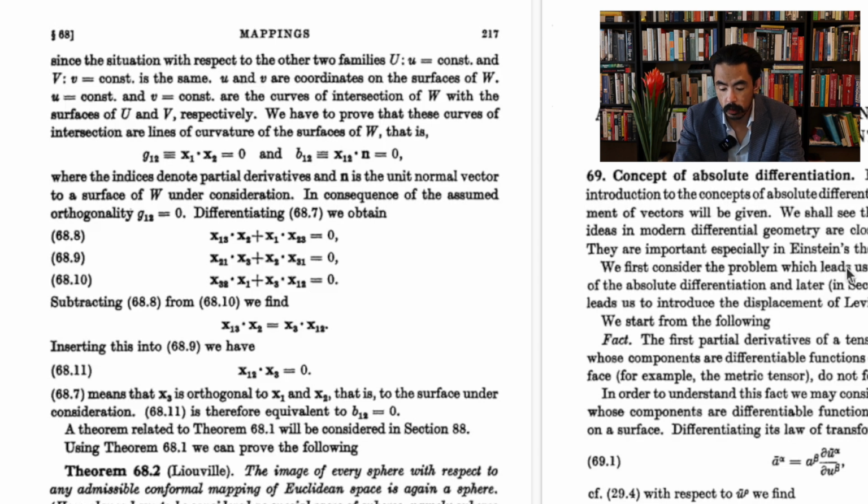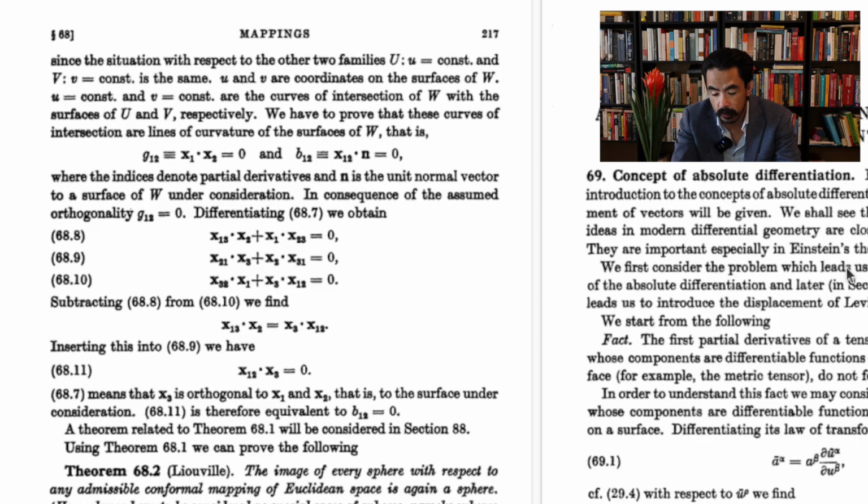In consequence of the assumed orthogonality, g sub 1, 2 is equal to 0. Differentiating the orthogonality conditions scalar product statement, we obtain the following system. We have that the scalar product of x sub 1, 3 with x2 plus the scalar product of x sub 1 with x sub 2, 3 is equal to 0. Then we have the scalar product of x sub 2, 1 with x sub 3 plus the scalar product of x sub 2 with x sub 3, 1 is equal to 0. And then we have the scalar product of x sub 3, 2 with x sub 1 plus the scalar product of x sub 3 with x sub 1, 2 is equal to 0.